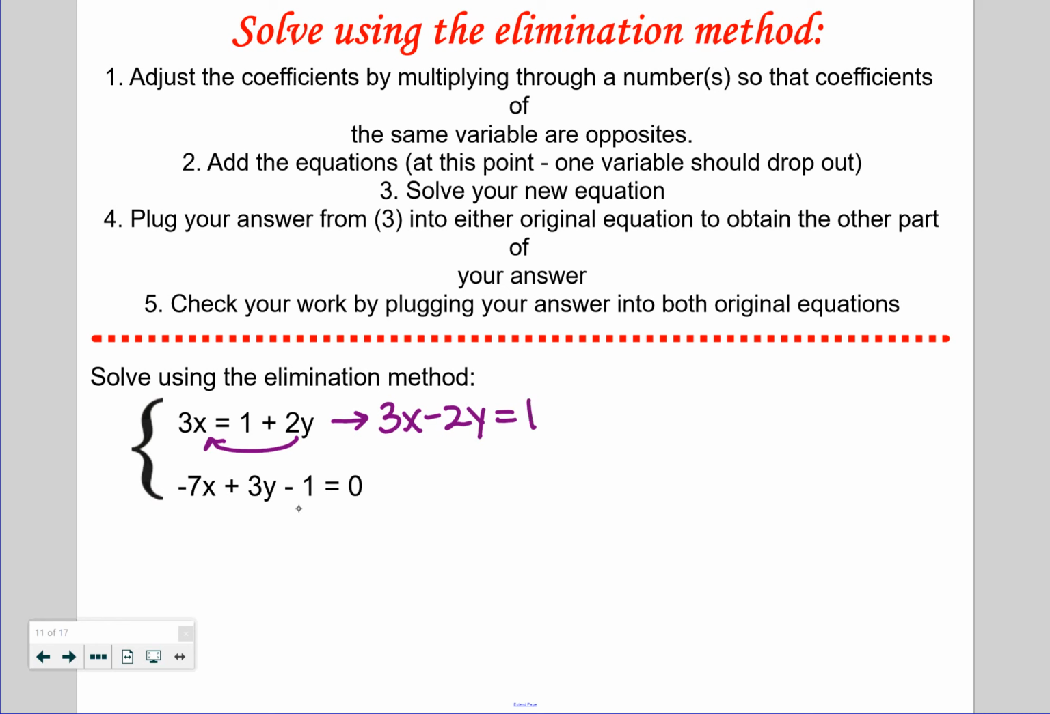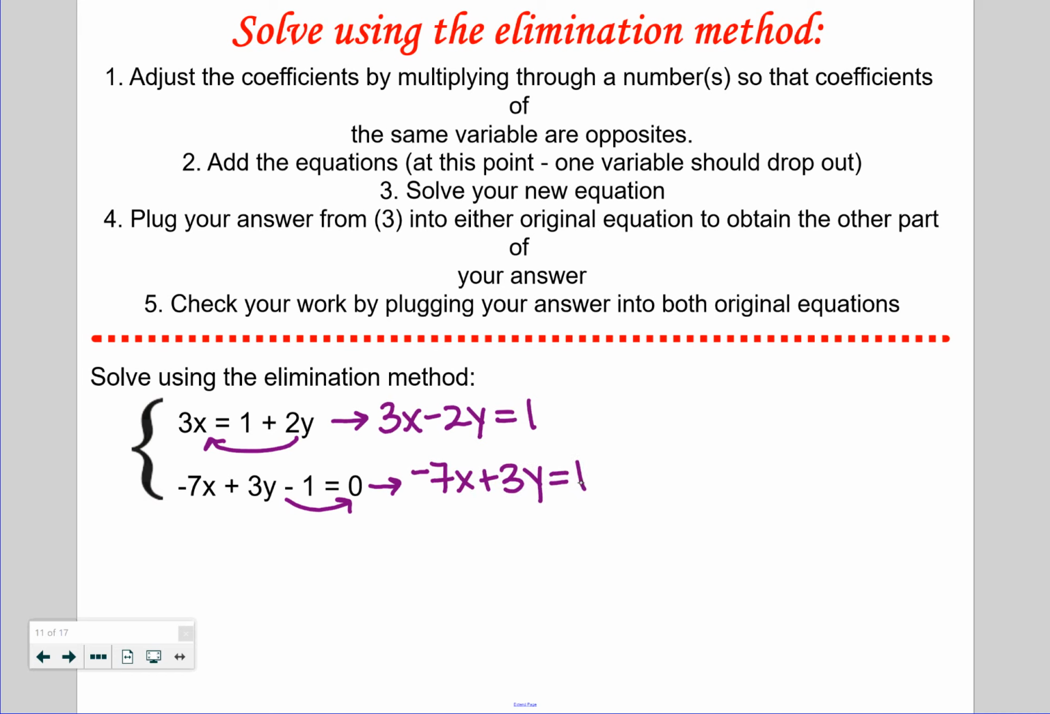In the bottom equation, I don't want that 1 with my x and y. I want to move it to the other side. So I would have to add 1 on both sides. That would look like negative 7x plus 3y equals 1.